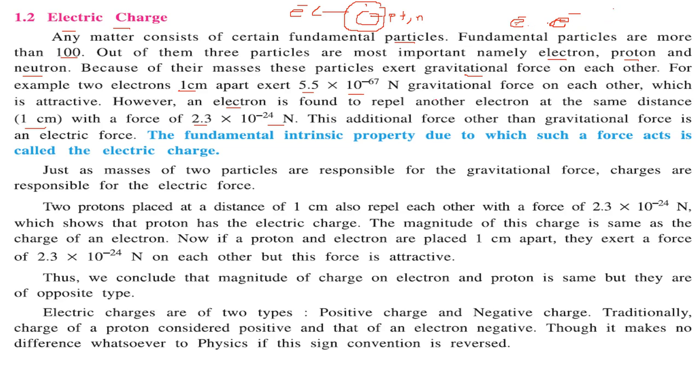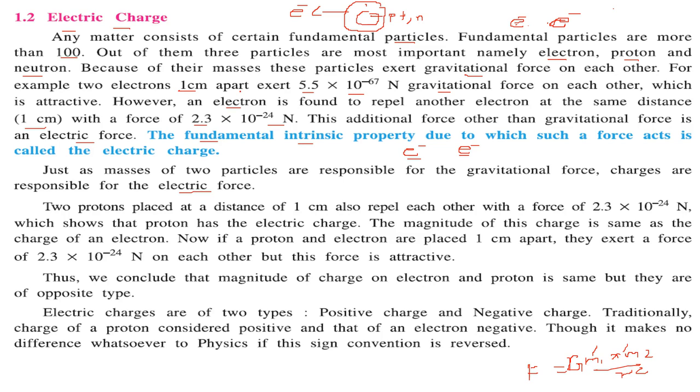There is the gravitational force we talked about, but there is another force, which is known as the electric force. The fundamental intrinsic property due to which this force acts is the charge of the electron, the electric charge. As the gravitational force is given by G m1 m2 by the distance squared, where G is the gravitational constant, since masses play a role in the gravitational force, the charges are responsible for the electrical force.